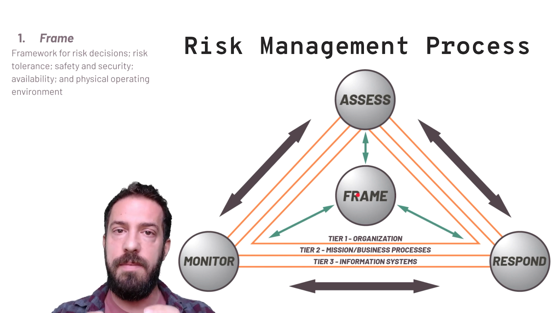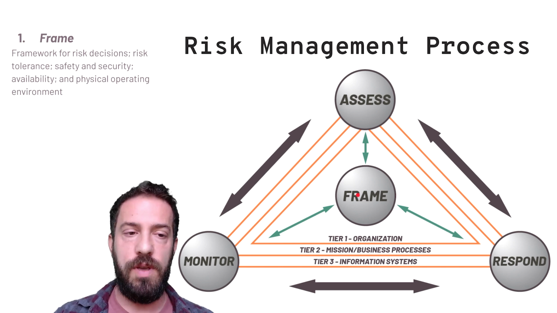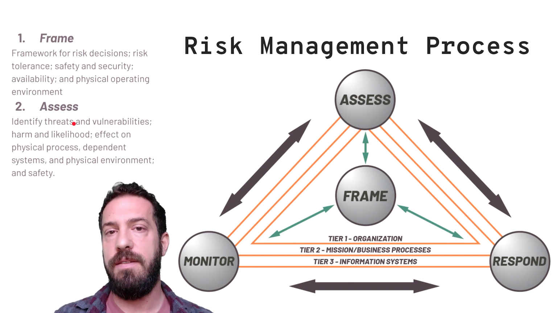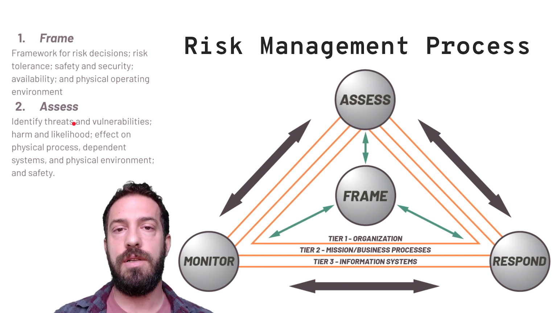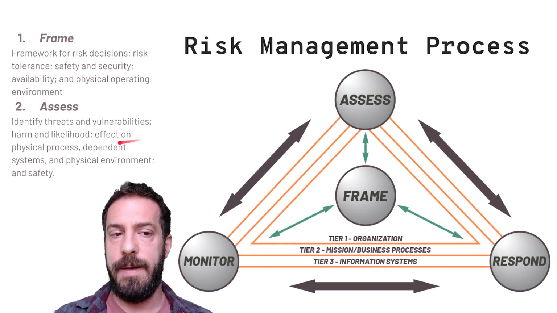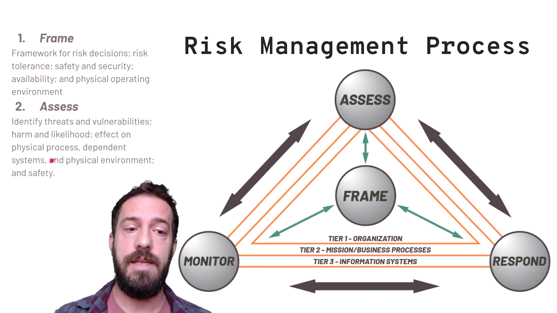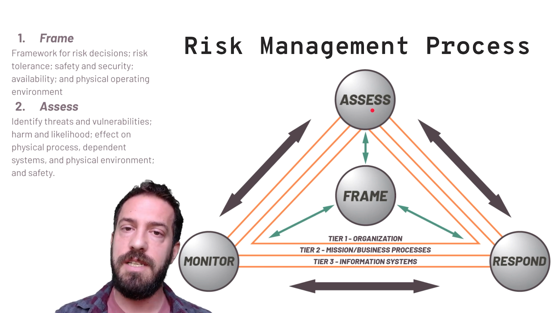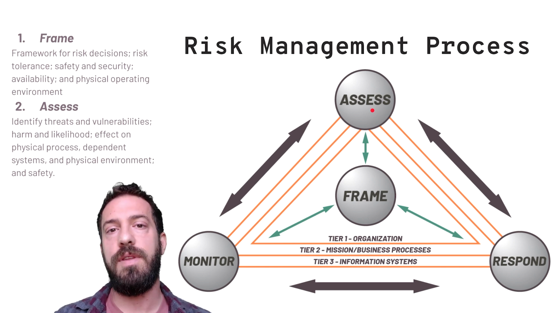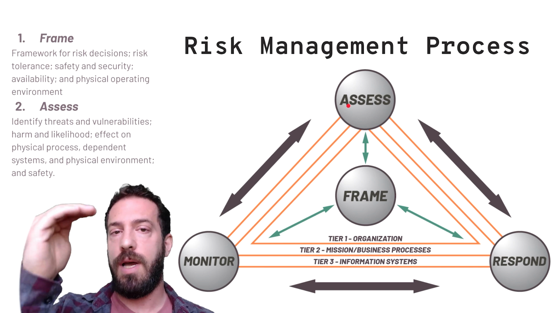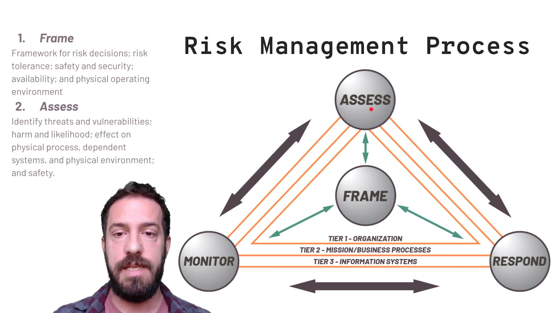So once we frame and we have the guidelines, then we follow with the assessment part. So risk assessment is the process of identifying threats and vulnerabilities and also assigning likelihood of the threats occurring. Also identifies effect on the physical process, dependent systems, and physical environment and safety. So risk assessment is a major component of risk management, and actually the second part of this module will focus on risk assessment.